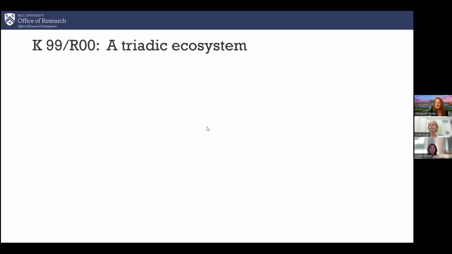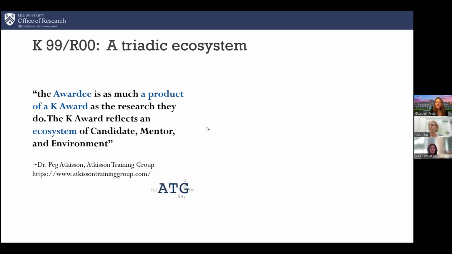One of the helpful analogies for me in understanding this mechanism a little bit better is that of an ecosystem. One of my colleagues and friends, Dr. Peg Atkinson from Atkinson Training Group, who has done some workshops in the ETMC, says that the awardee of the K99 is as much a product of a K award as the research they do. The K award reflects an ecosystem of candidate, mentor, and environment.